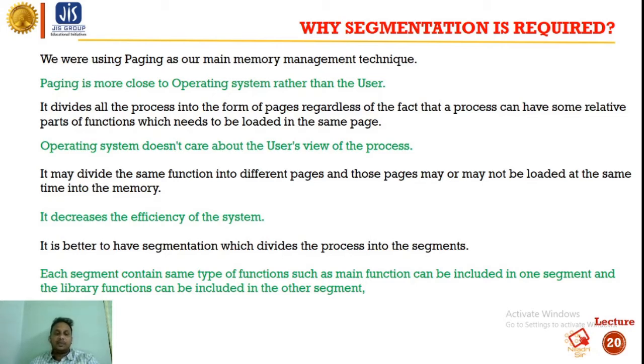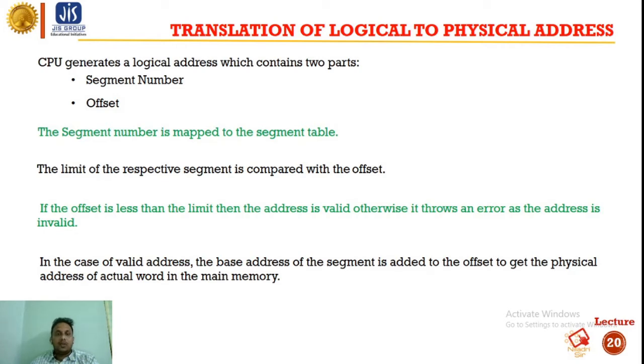It is better to have segmentation, which divides the process into segments. Each segment contains the same type of functions. For example, the main function can be included in one segment and the library functions in other segments. So what is the process to translate a logical address into a physical address? Basically, the CPU generates a logical address which contains two parts: one is the segment number and the other is the offset.